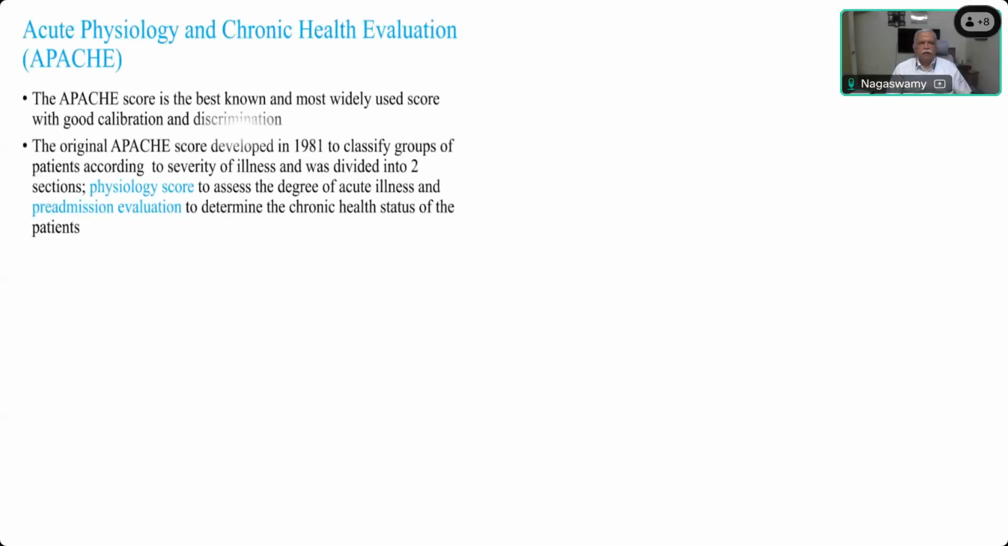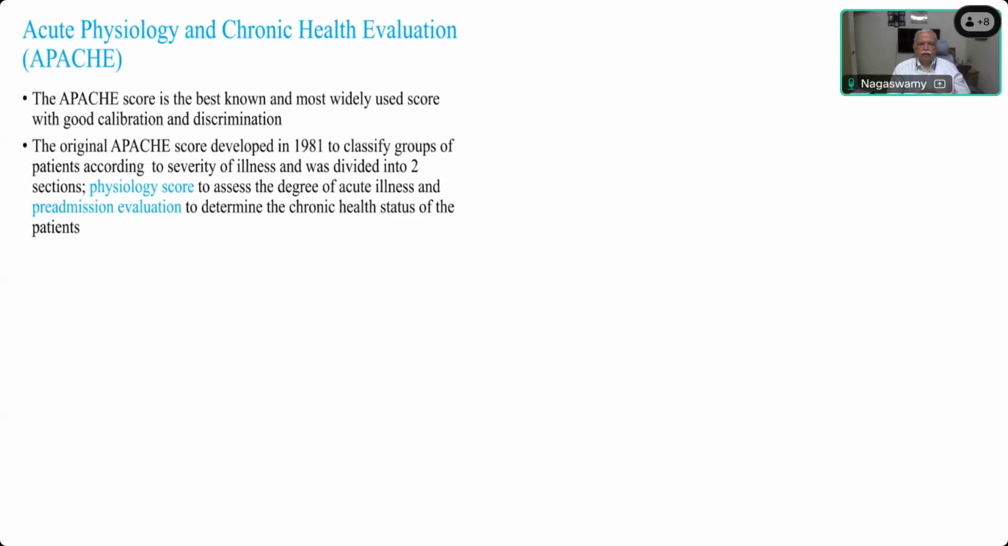Yes, sir. Right. So this is the first definition of Apache score. Initially, it was acute physiology and chronic health care. Now it is changed to acute physiology, age, and chronic health care, so that A has now become age. So Apache score is the best known and most widely used score with good calibration and discrimination.